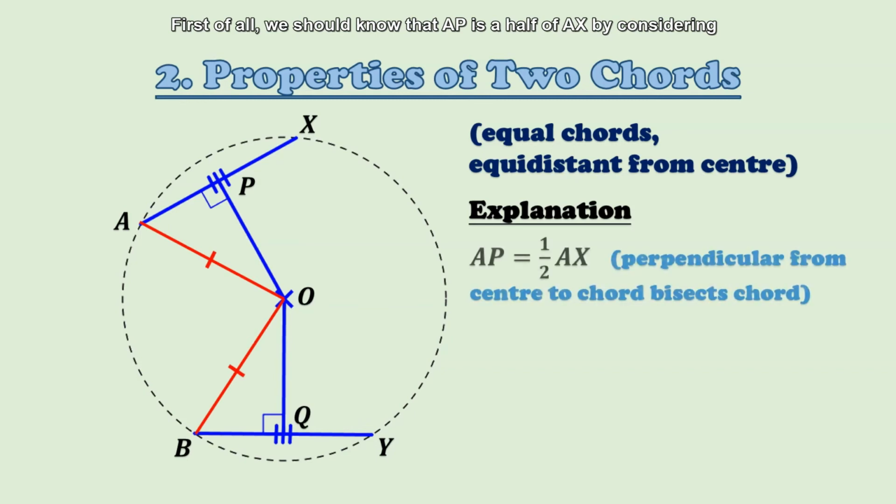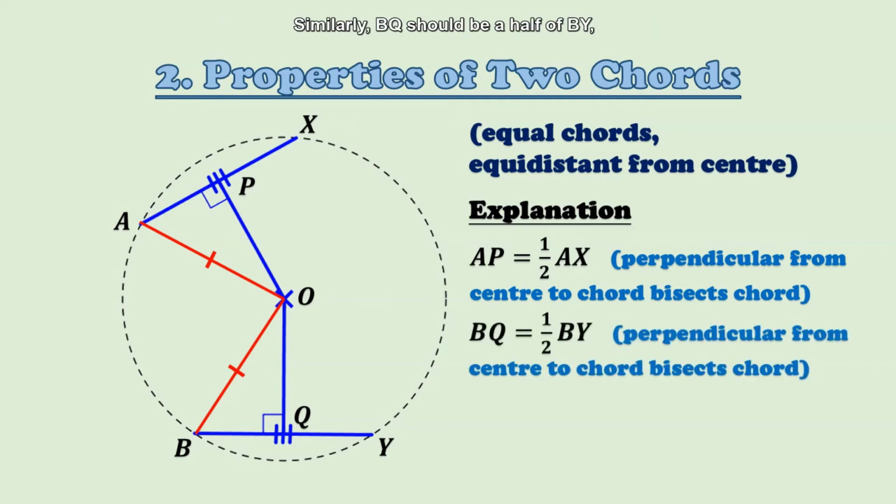First of all, we should know that AP is half of AX, by considering perpendicular from center to chord bisects chord. Similarly, BQ should be half of BY. Because the chords are equal, the halves of them should also be equal. Therefore, AP is equal to BQ.